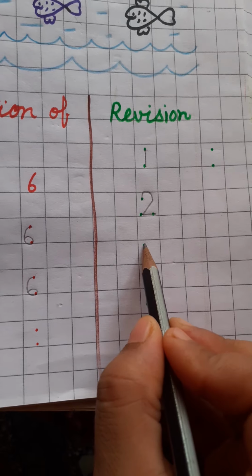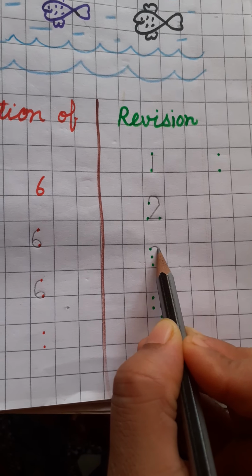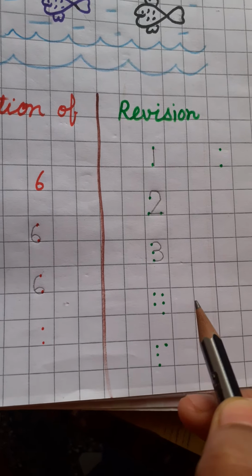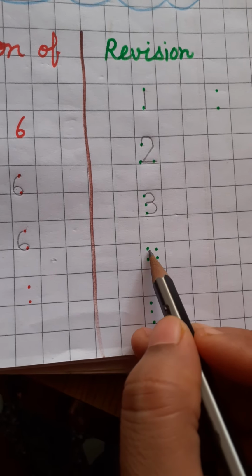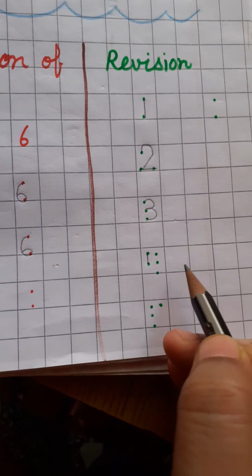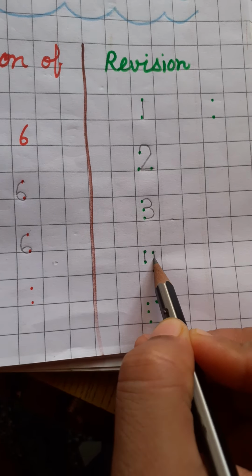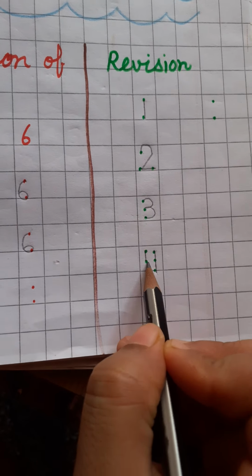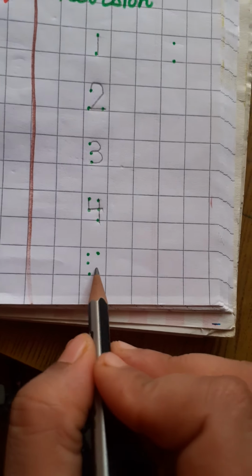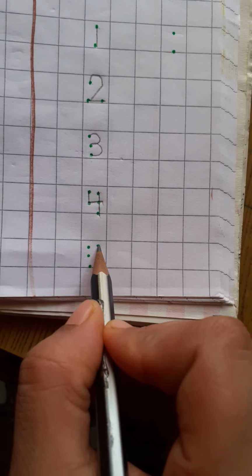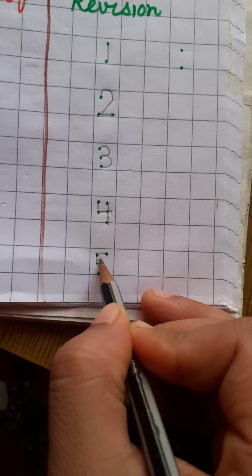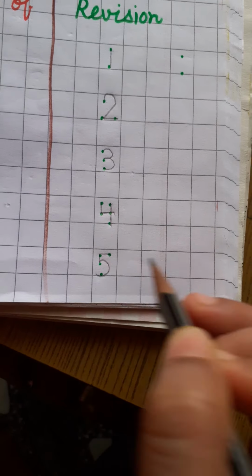And now it's time to make number 3. Make a small right curve and again make a small right curve. This is our number 3. Okay, now this is number 4. Make a small standing line and make a big standing line and now make a sleeping line. Okay, this is our number 4. Now number 5. Make a sleeping line, make a standing line and now make a right curve. This is our number 5.